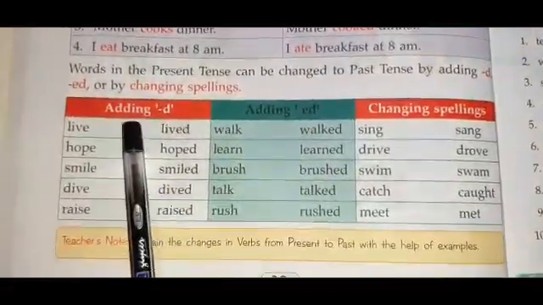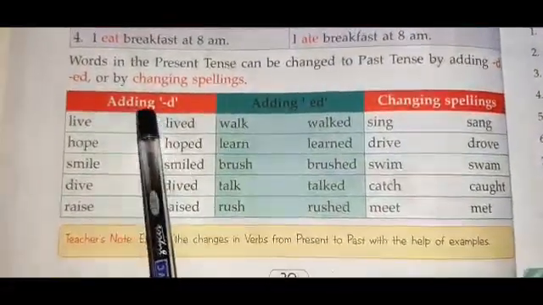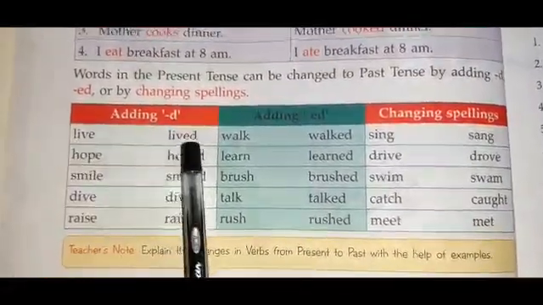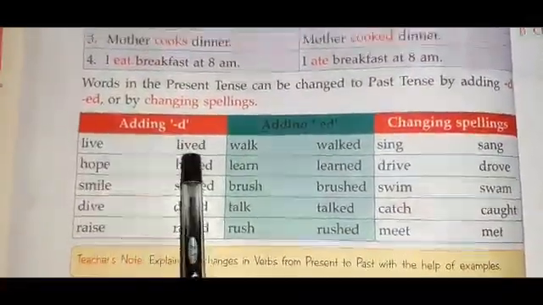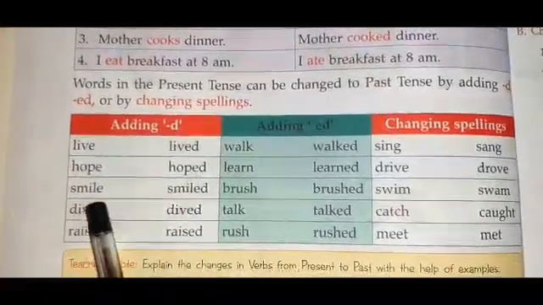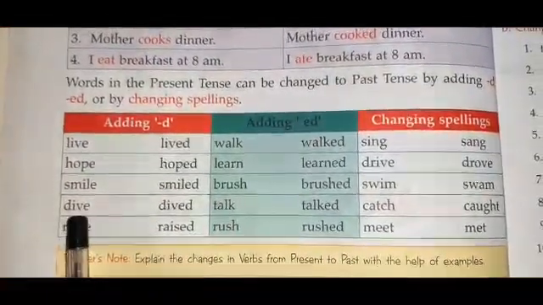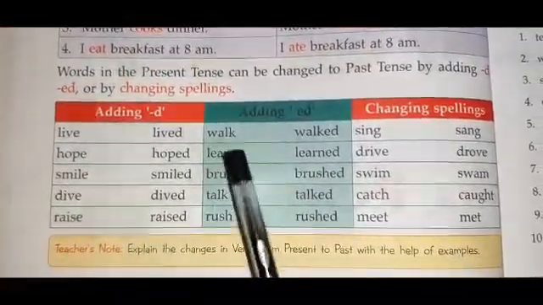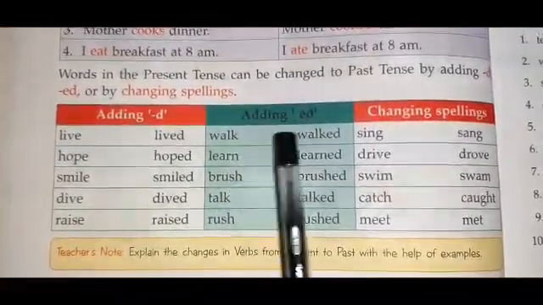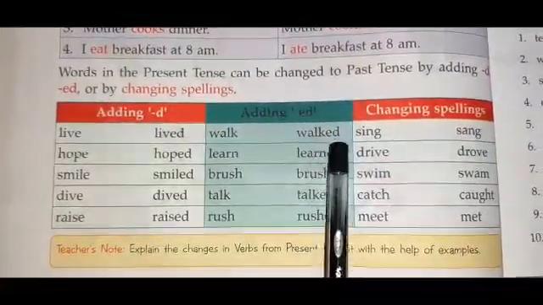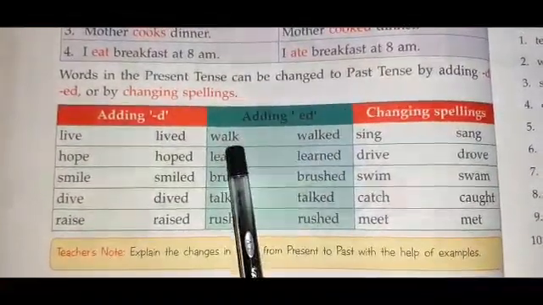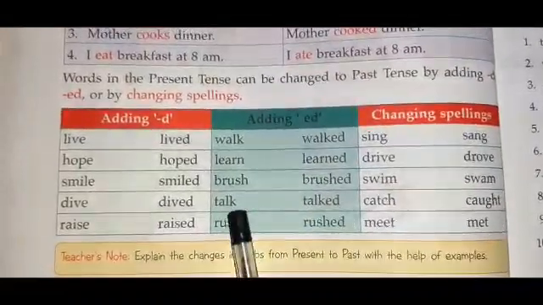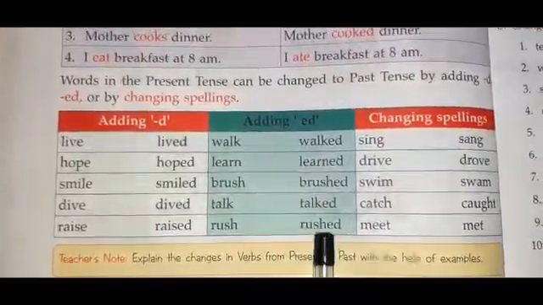Here we have a few examples, like by adding d. So we'll change the verbs into past tense by adding d. Live, lived. Hope, hoped. Smile, smiled. Dive, dived. Raise, raised. And here we'll change the words into past tense by adding ed. Walk, walked. Learn, learned. Brush, brushed. Talk, talked. Rush, rushed.